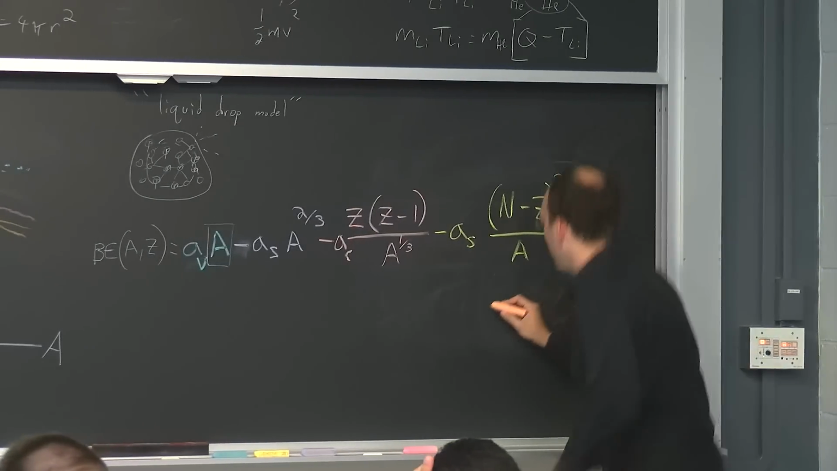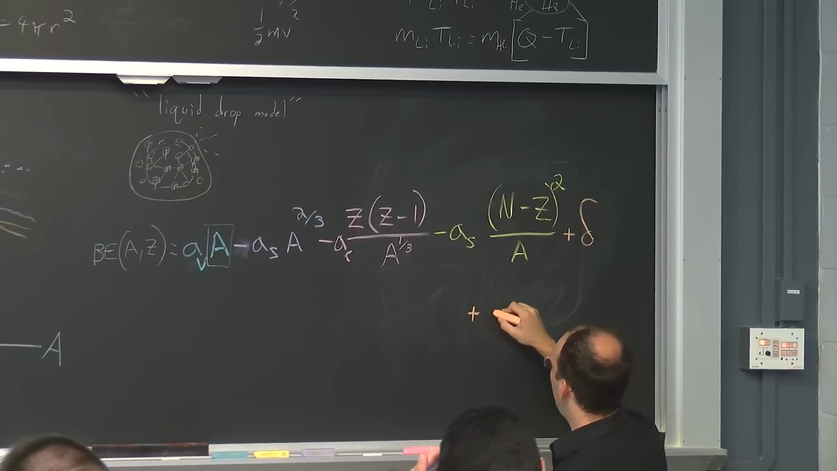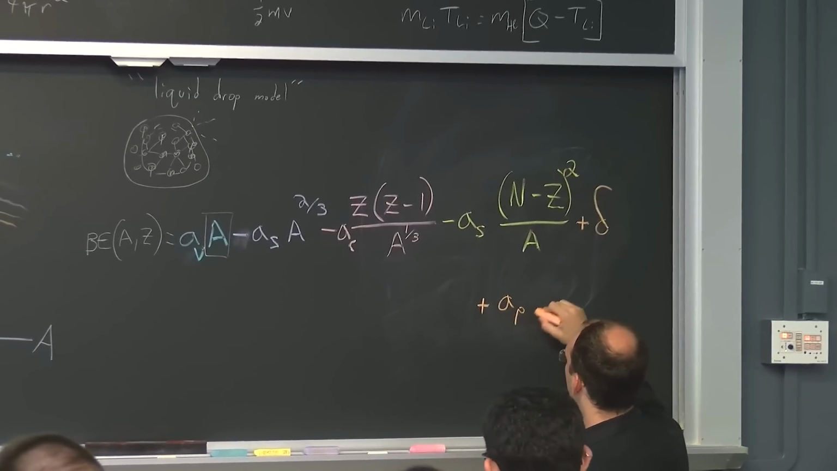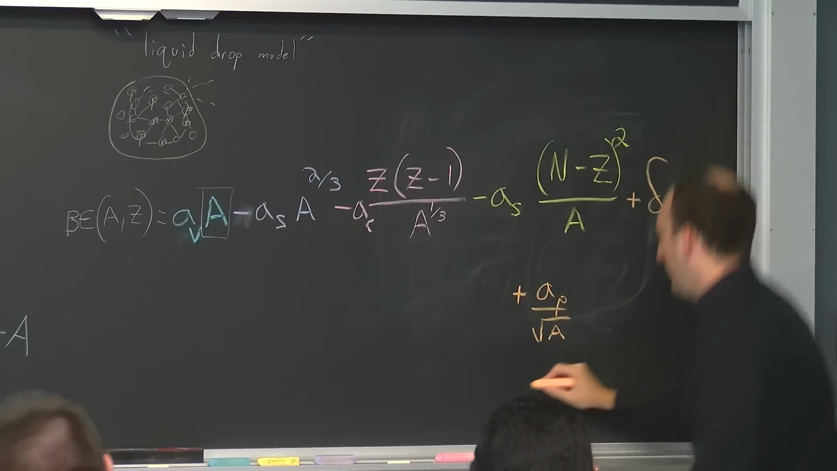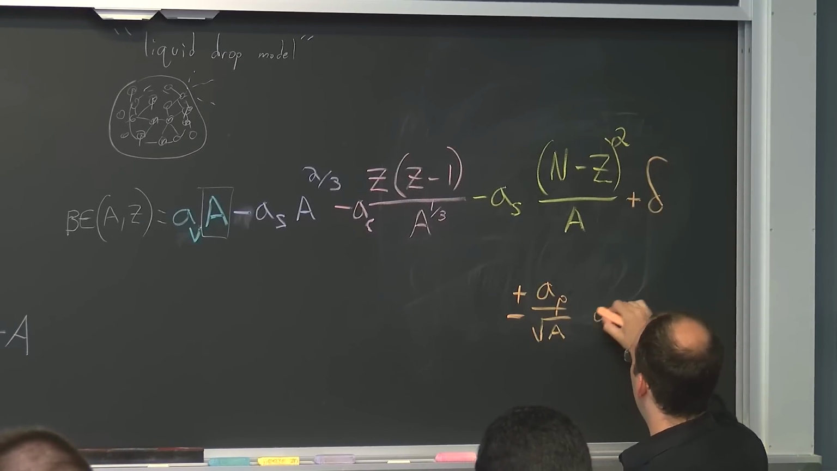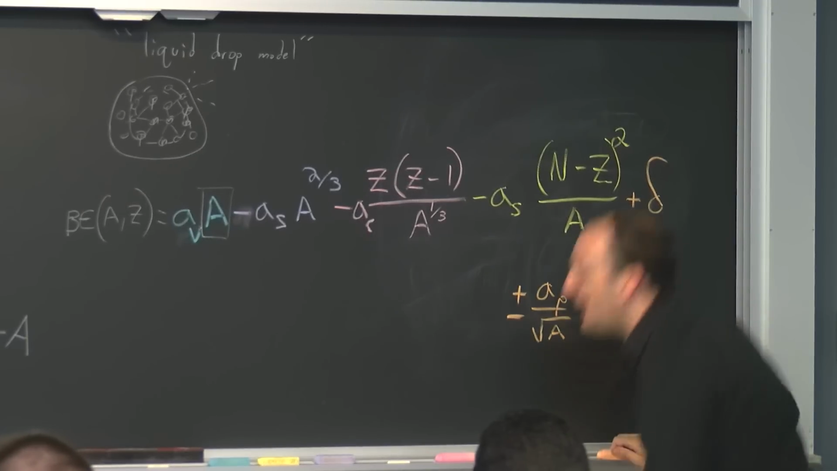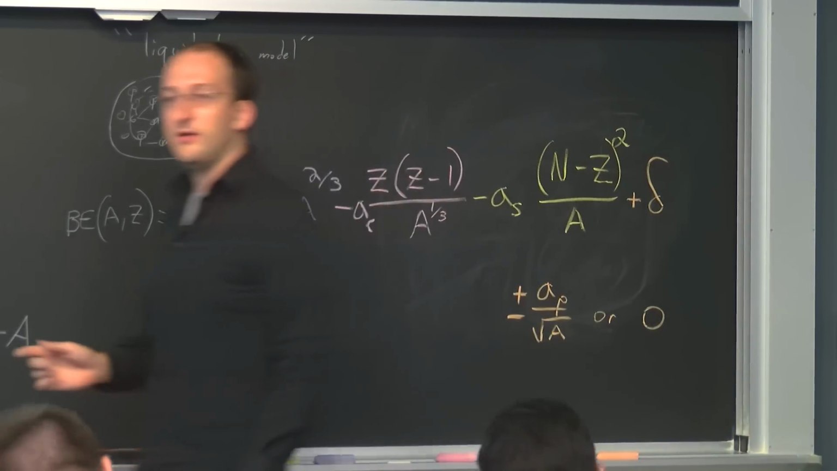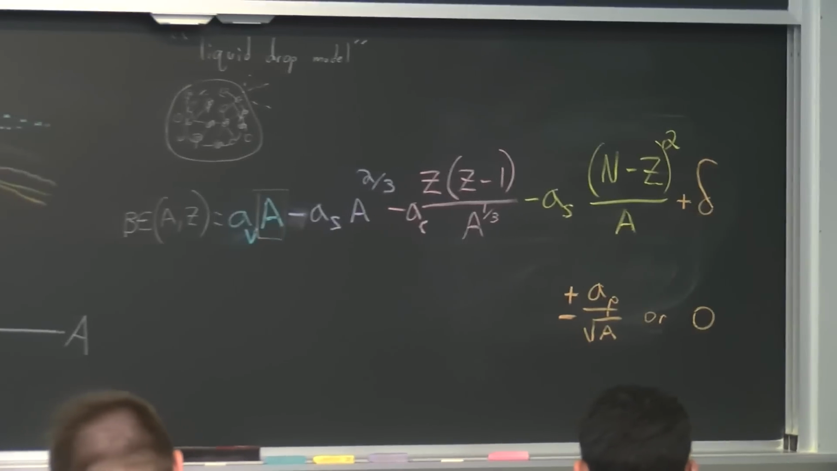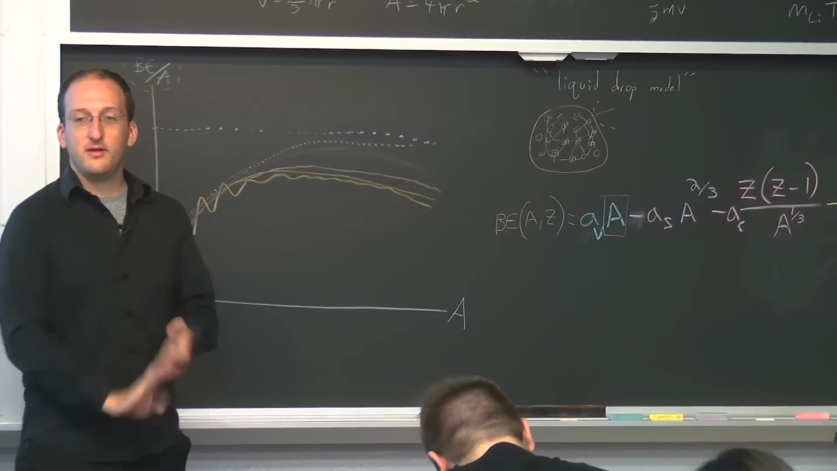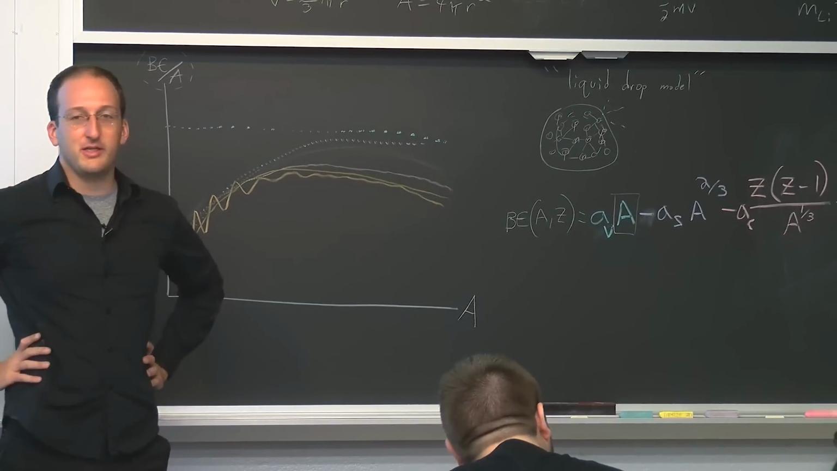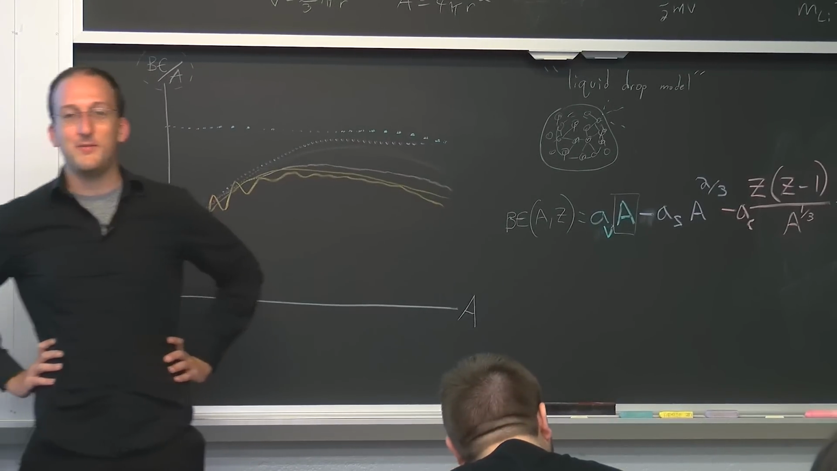Because this delta term can be something like plus, let's call it A pairing, scaling with the square root of A, or minus, or 0, depending on whether the nuclei are odd-odd, like an odd number of protons and an odd number of neutrons, even-even, or odd-even. Now I know that the derivation is a little hand-wavy. That's why we call it semi-empirical.